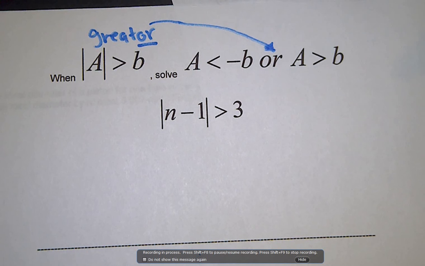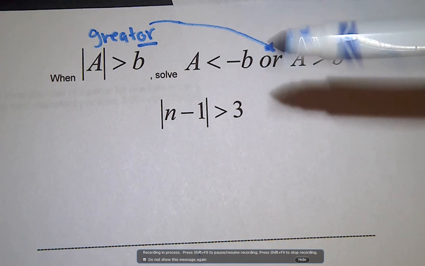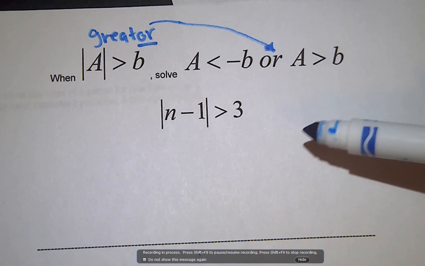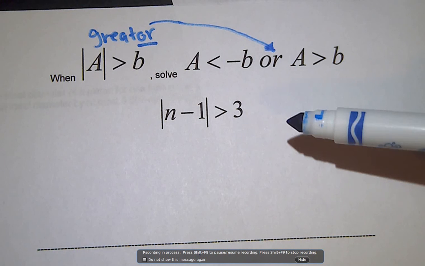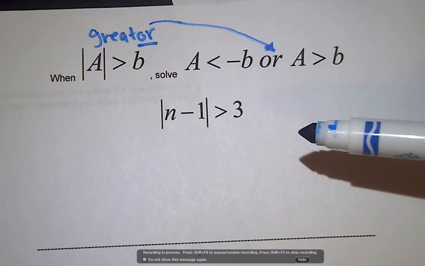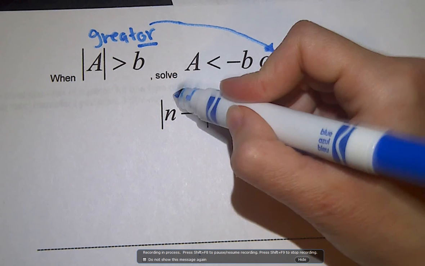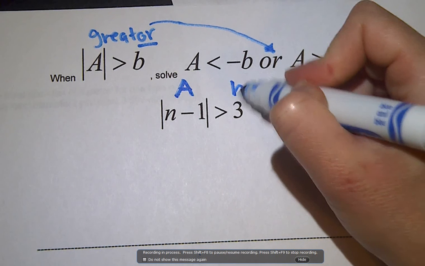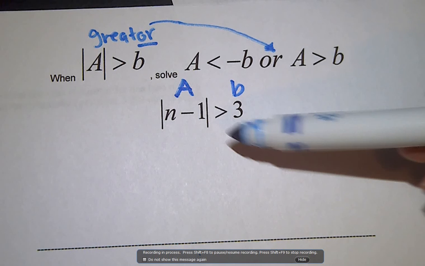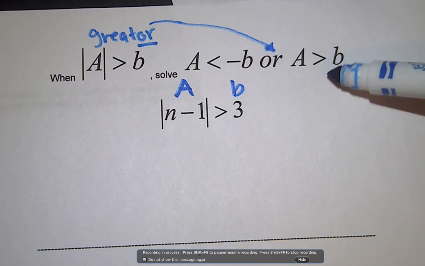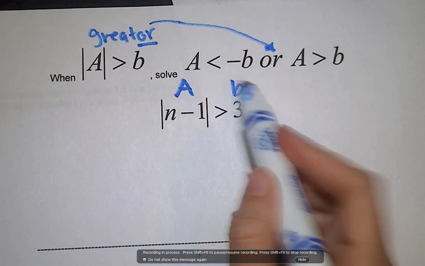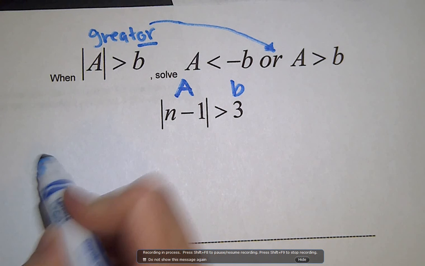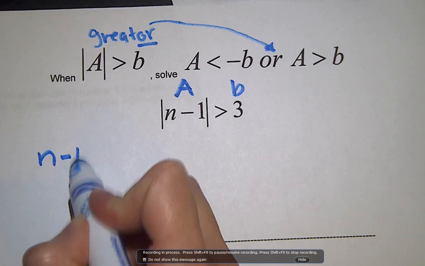And we're going to solve this first one, which is actually just like the first one that we solved, only it was a less than then, and now we're doing it as a greater than. So n minus 1 is my A, and this 3 is my B. But since it's a greater than, we have to use this rule instead of the other rule. So my first inequality is going to be n minus 1 is less than -3.